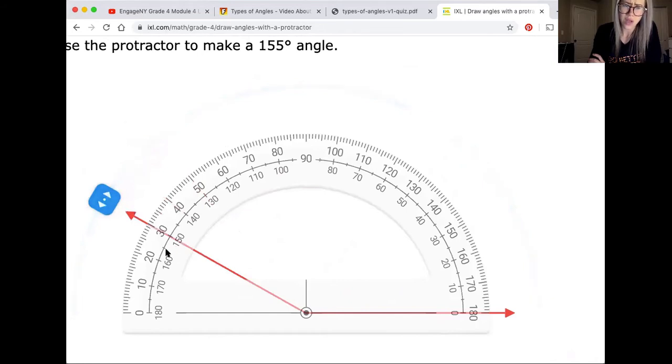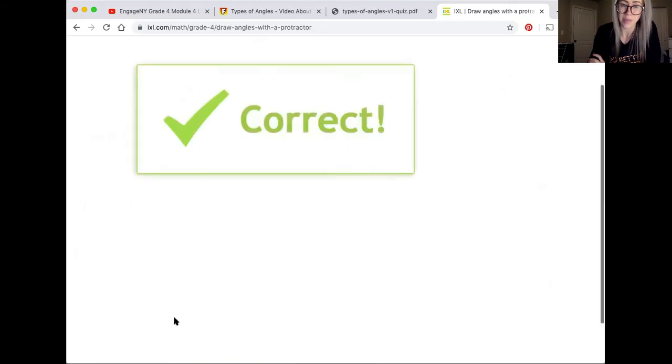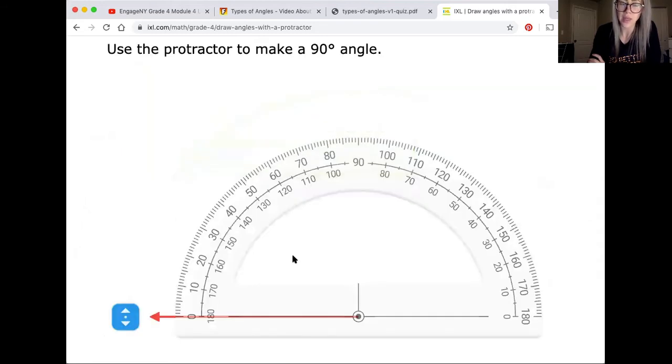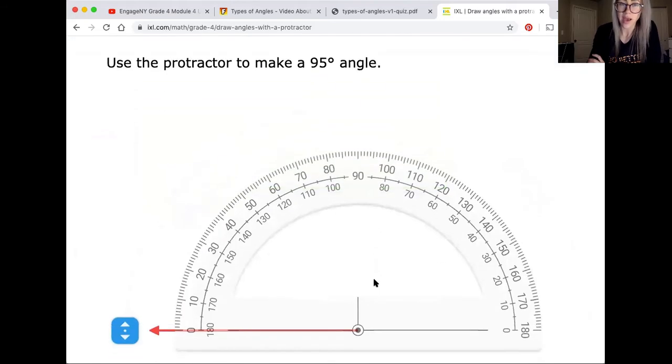So do you see how there's not the little lines down here? There's a midpoint, so that's easy peasy, but all the little lines are up here. So you have to look really carefully. So I can move it bit by bit. And it also automatically just kind of hops over for you, which is nice. So it looks like it's 150, 155. It's not at 160 yet. Let's click submit. Correct. So that was an obtuse angle. Of course, it's going to ask you things like use the protractor to make a perfect 90-degree angle, and you'll do that as well. Okay, so I want you to give that one a go.